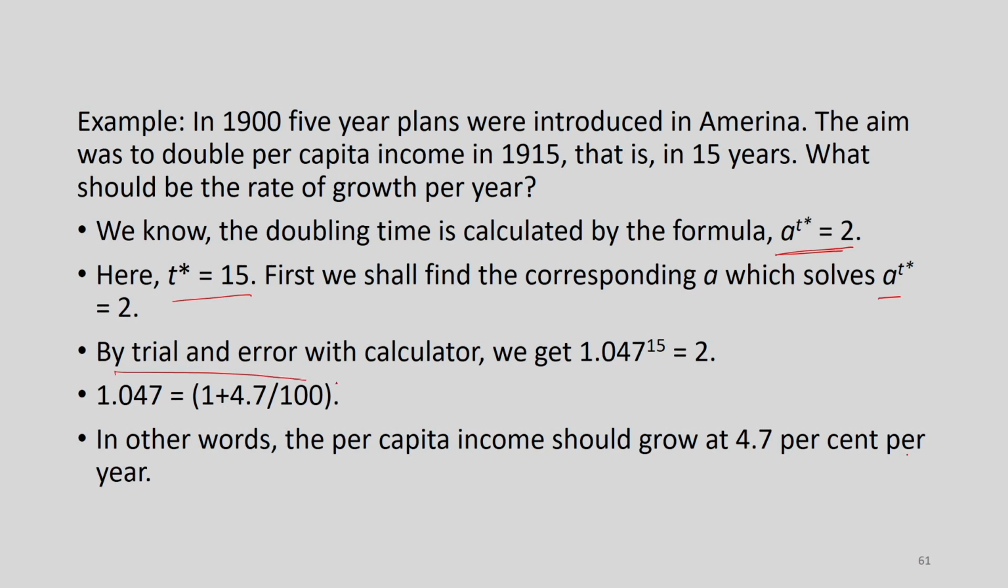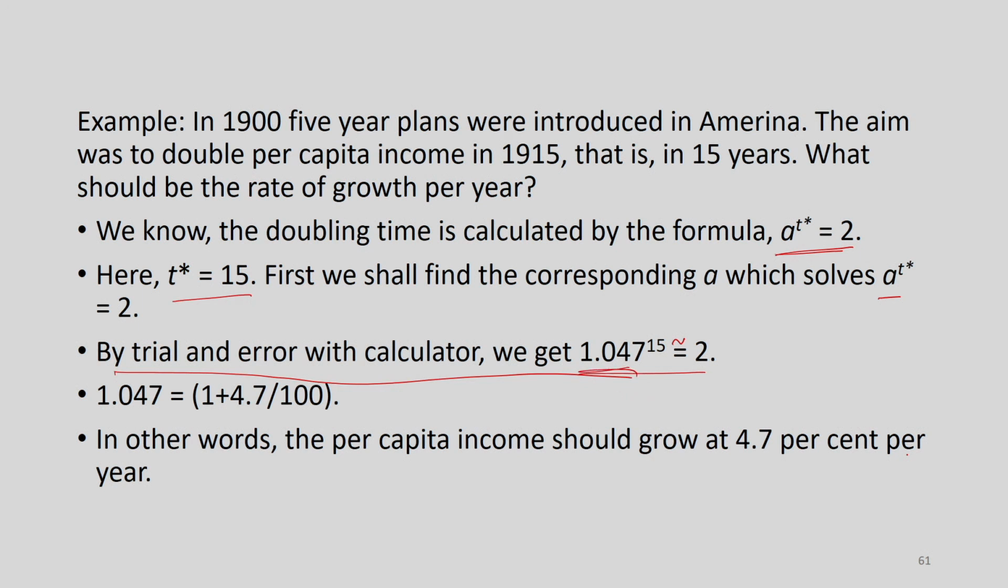Now, this can be done by trial and error. If you have a very simple calculator which allows you to find the power of a number, then you can find out that if you take small a equal to 1.047, then 1.047 to the power 15 is very close to 2, not exactly 2, but approximately equal to 2. So, our small a is this number. Okay, we have solved that.